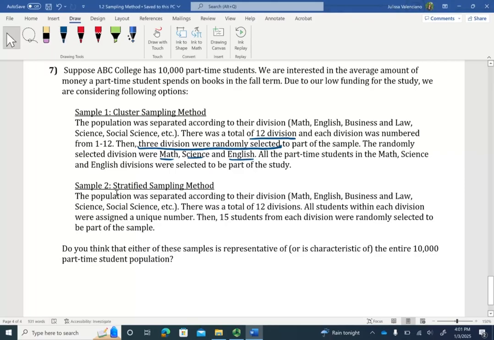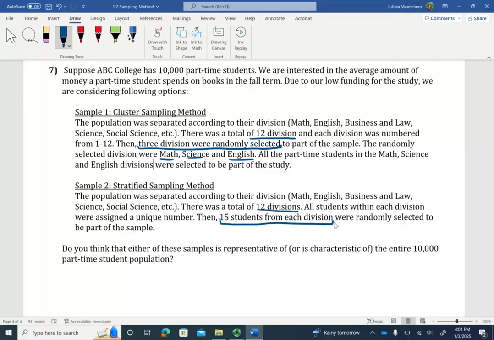Now let's look at sample number 2, which was selected by using the stratified sampling method. In this case, the population was separated according to their division. So we have math, English, business, law, science, social science, and so on. Again, we have a total of 12 divisions. All students within each division were assigned a unique number. Then 15 students from each division were randomly selected to be part of the sample.